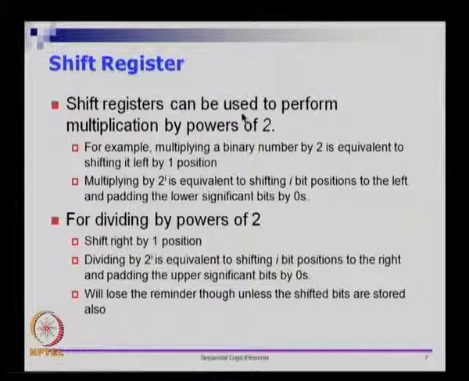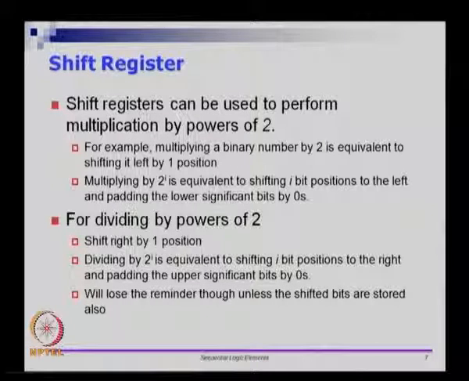So shift registers are quite useful. They can be used to perform multiplication by powers of 2. For example, multiplying a binary number by 2 is equivalent to shifting it left by one position and adding a 0. So if I take the number 3, which is 1 1 in binary, and I want to multiply it by 2, all I have to do is shift it by one position to the left and put a 0 there: 1 1 0. So 1 1 0 is the number 6.